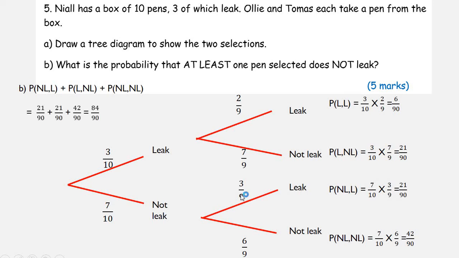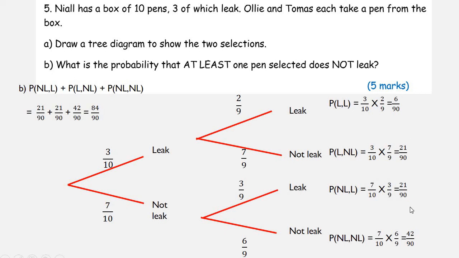Okay, so we can add those probabilities up. So 21 over 90 plus 21 over 90 plus 42 over 90 gives us a total of 84 over 90. And that is the probability at least one pen does not leak. The other way we could do it is because we know probability always adds up to 1.